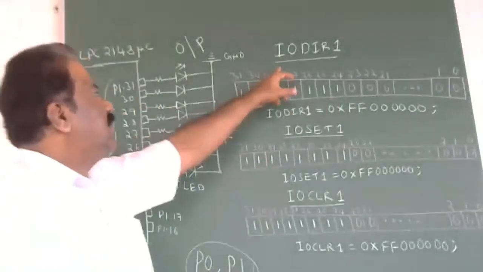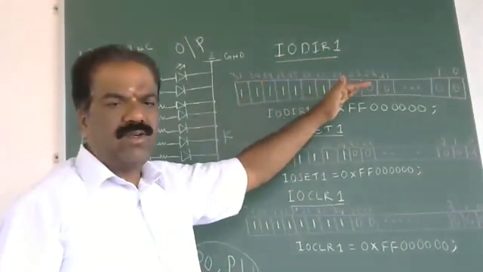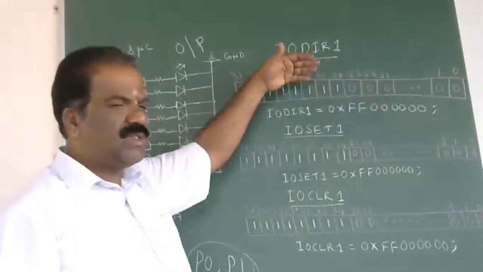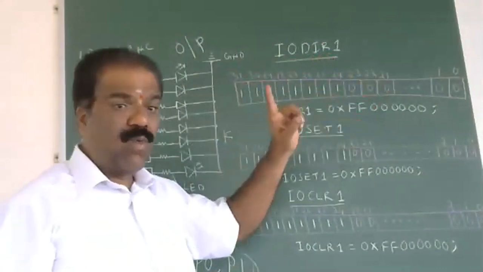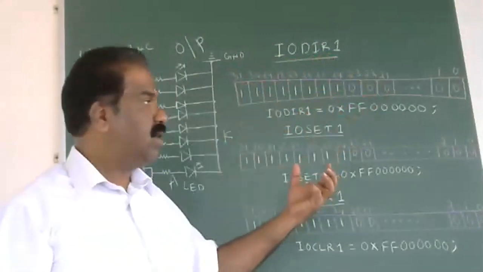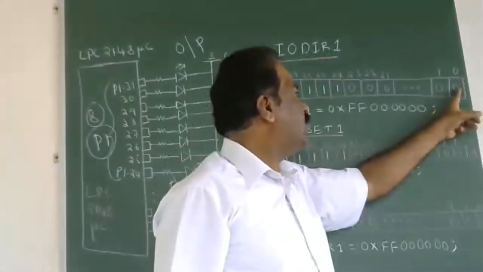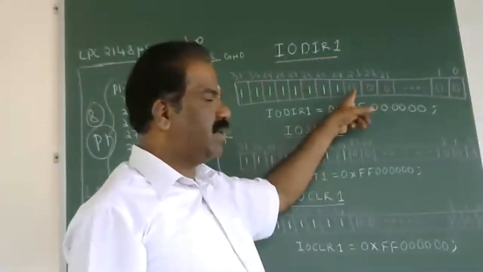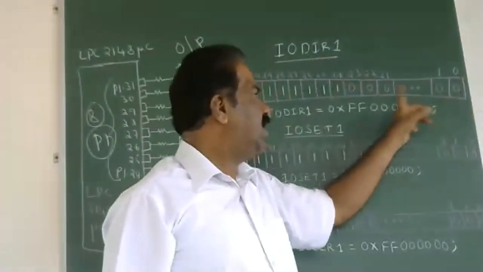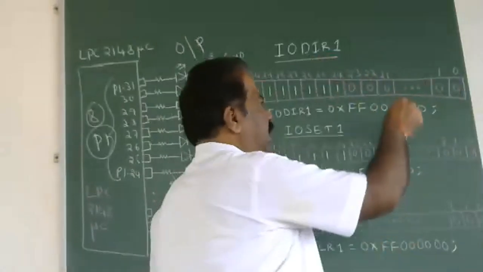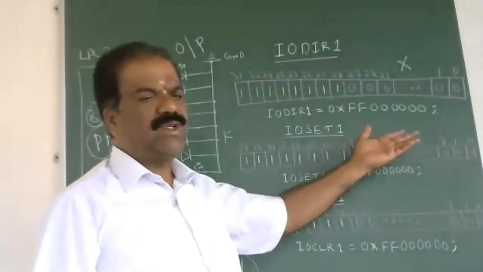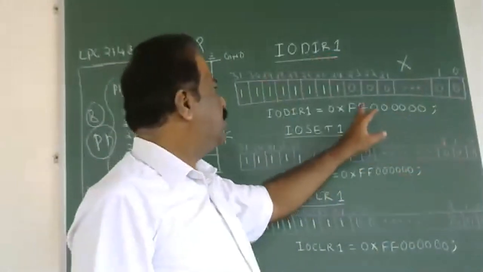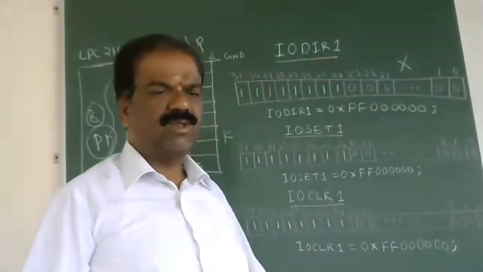So we know that IO DIR1 is a 32-bit register. What is the purpose of using this register? To configure some pin as input, some pin as output, 1 for output, 0 for input. Now here I'm not using from bit 0 to bit 23. It may be 0 or it may be 1. It's a don't care. To make it simple, we can put 0 for this. There's no issue at all.